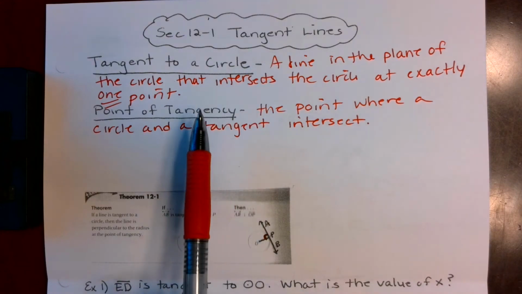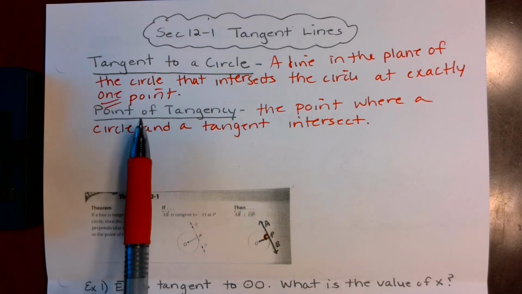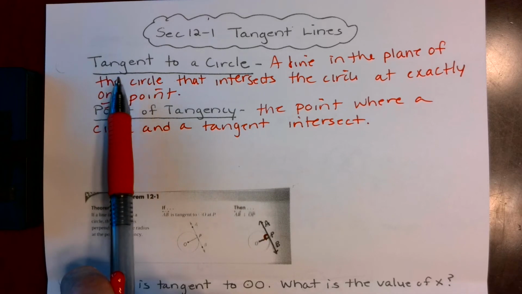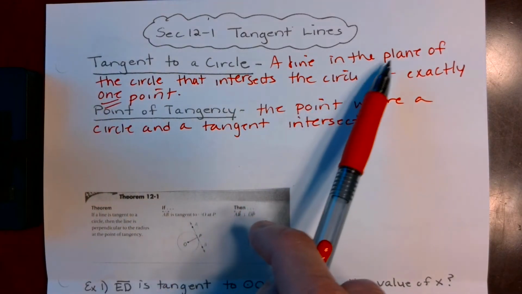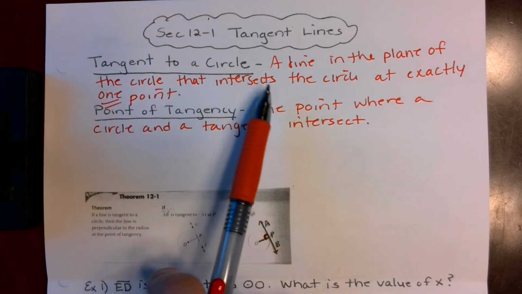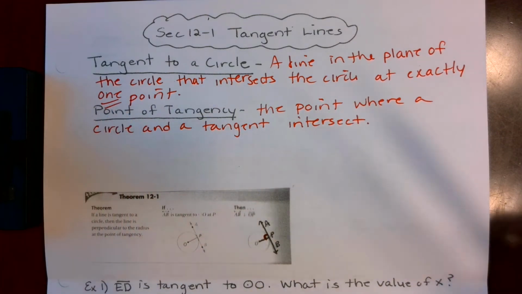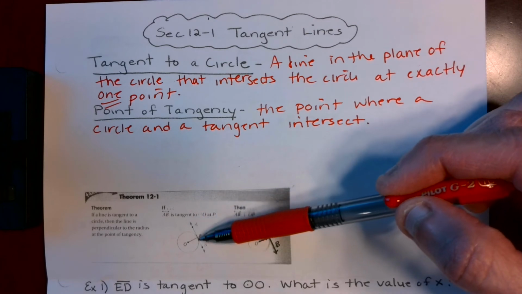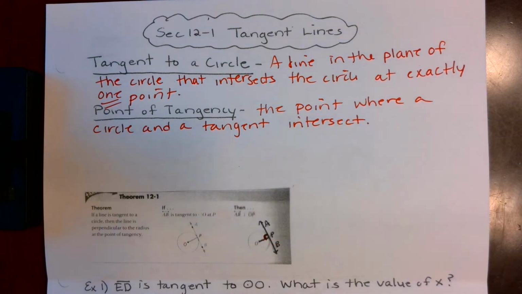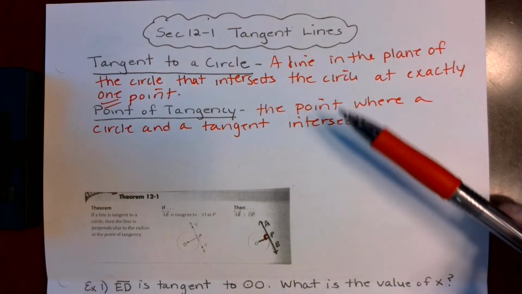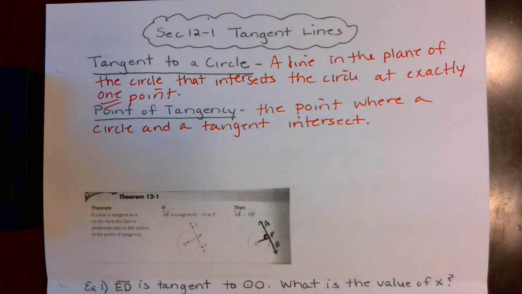Tangents. We haven't talked a lot about tangents yet, but a tangent is a line in the plane of a circle that intersects the circle at exactly one point. So it doesn't go through the circle. You can look down here and see the line. It just touches the circle. And that point where it touches is called the point of tangency, obviously. Makes sense, right? The point where a circle and a tangent intersect is the point of tangency.